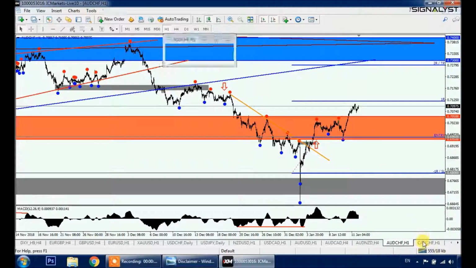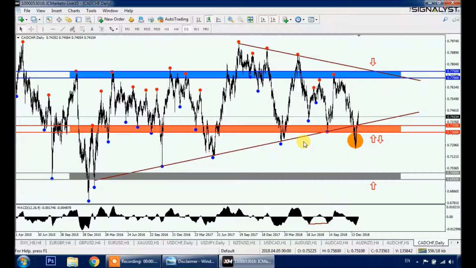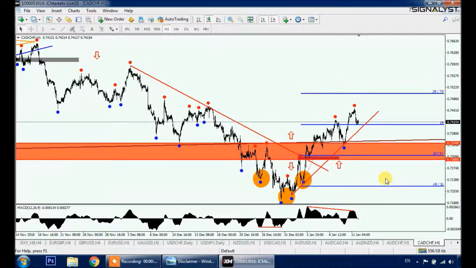CAD CHF. Just like AUD CHF, we have a big momentum candle closing above our red zone. On daily time frame now we have our bow and arrow confirmed as discussed on the last video, as price broke back on the other side of the red zone and inside this long-term trend line. On H1 we had an entry opportunity around here, so if you caught it, please keep holding as long as price is still above this objective trend line.